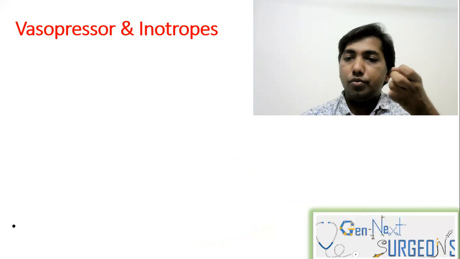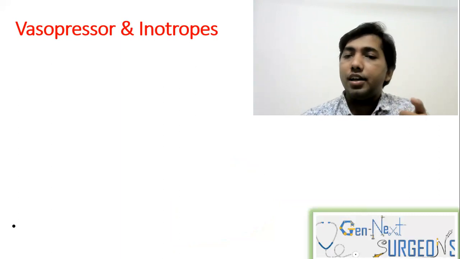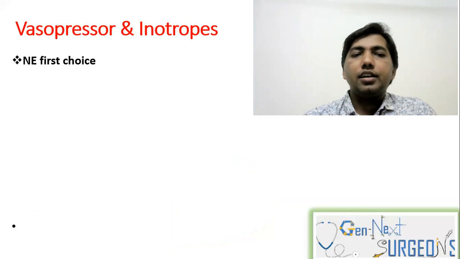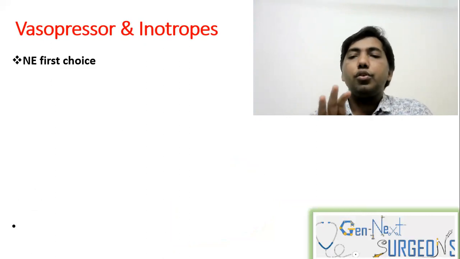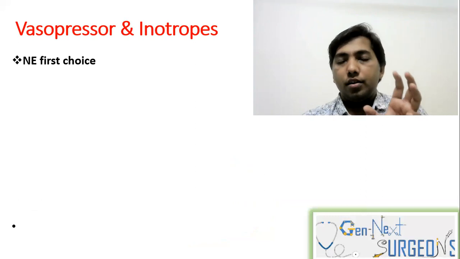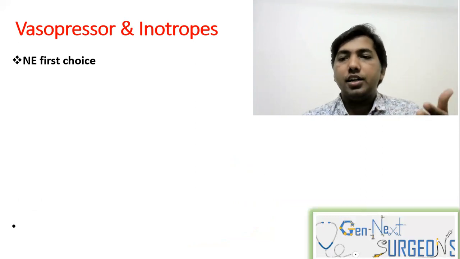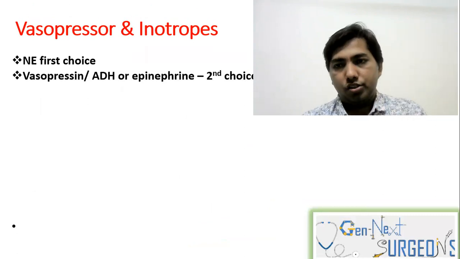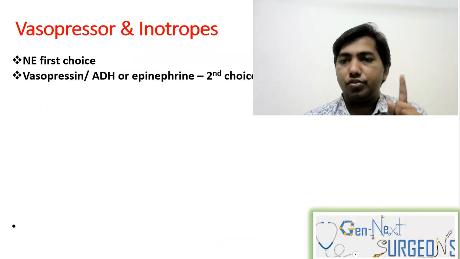So if you use these drugs, that will cause vasoconstriction, and that may help in survival of the patient. According to the guideline, the first choice is noradrenaline. You all know phenylephrine, epinephrine, norepinephrine, vasopressin. These are the vasopressors. Among them, noradrenaline is the first choice, and vasopressin or epinephrine are second choice. Okay, so noradrenaline is the first choice.